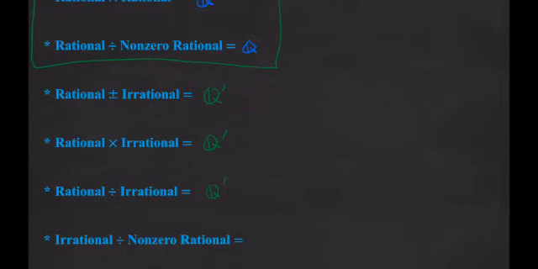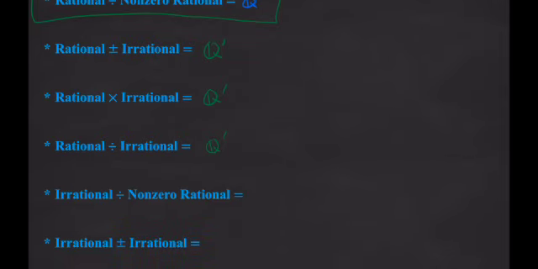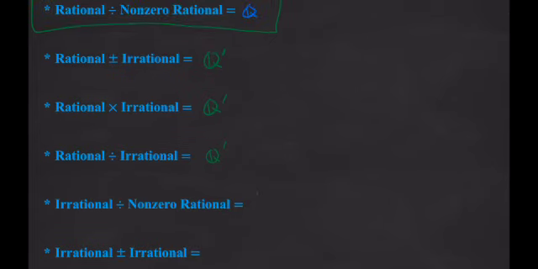Lastly, we want to make sure that we look at the irrational with a non-zero rational number, which is also an irrational. I need to make sure I put that one as well. Okay, so this is whenever we are comparing the two. Whether you put a rational or irrational in front or behind, it's always irrational and so on.